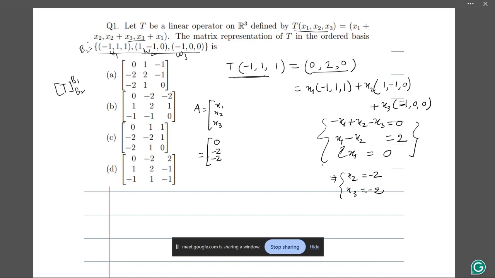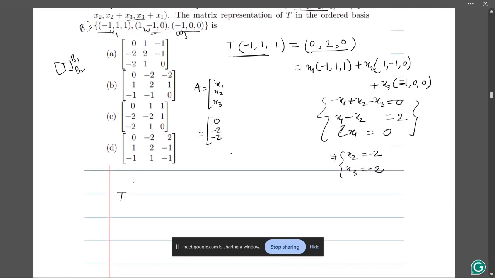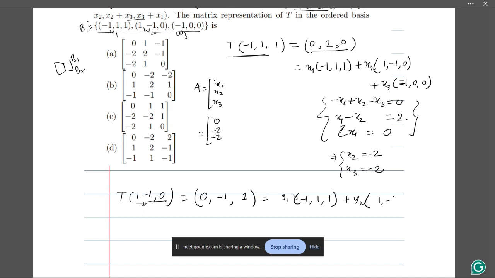Okay. This was for the first column. Let's calculate the second. T of the second basis vector (1, -1, 0) is equal to, first we add 0 here, adding these two, then minus 1, adding the second, and that coordinate will be x3 plus x1, which is just 1. Here we write y1 times (-1, 1, 1) plus y2 times (1, -1, 0) plus y3 times (-1, 0, 0). So the second column will be y1, y2, y3.